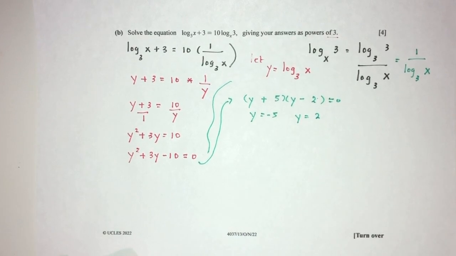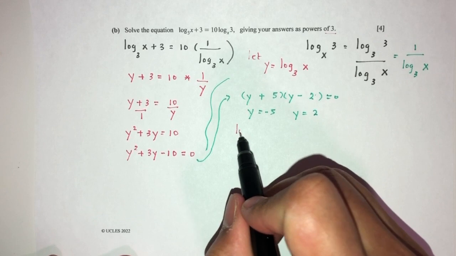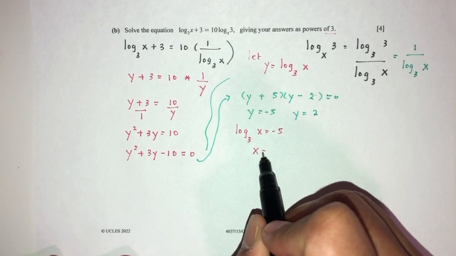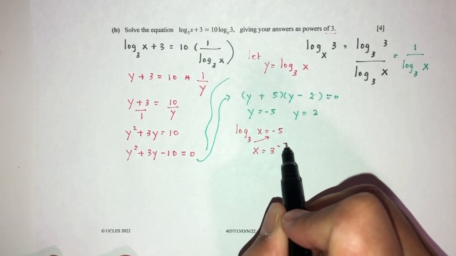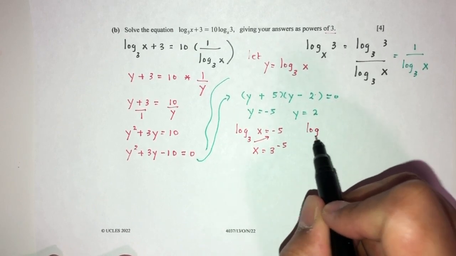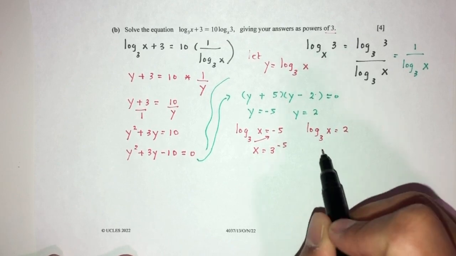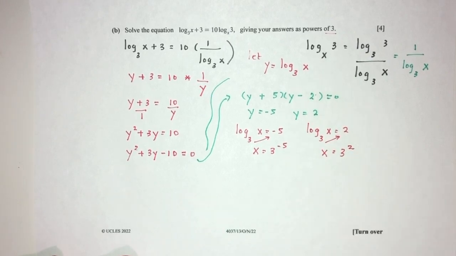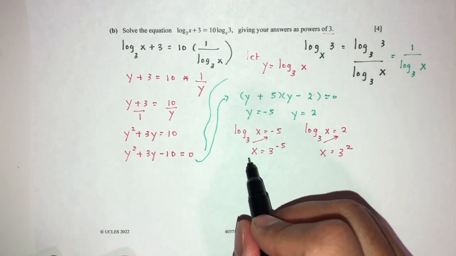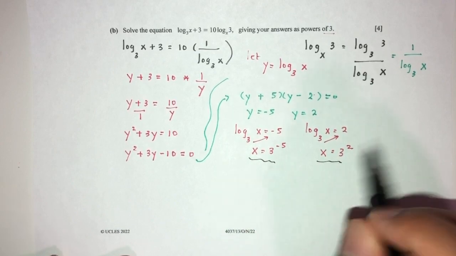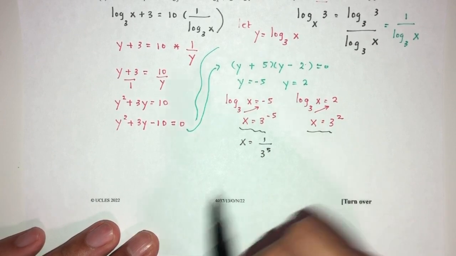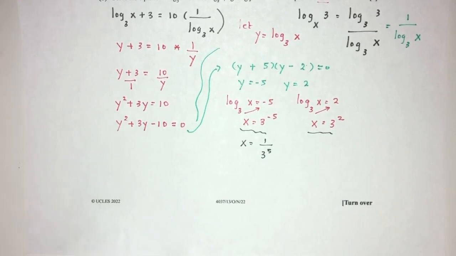But again, I'm not trying to find y, I'm trying to find x, so replace this back. Log base 3 of x is this. So x will have to be, I have to send the power here, 3 to the power of this one, and this one will be the same thing. So x will be, send the power to the base here, you will have 3 to the power of minus 5 and 3 squared. So give your answers as powers of 3, you will have this and this. Or you can write this as 1 over 3 to the power of 5. Right? So these are the two values of x for your answer for part B of question number 3.